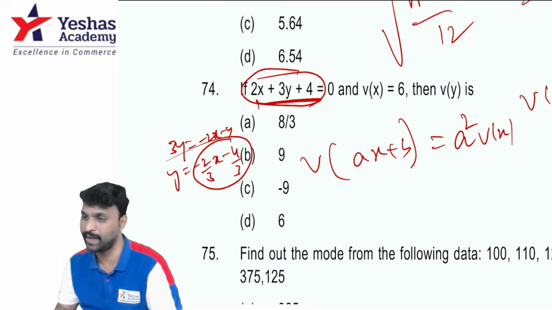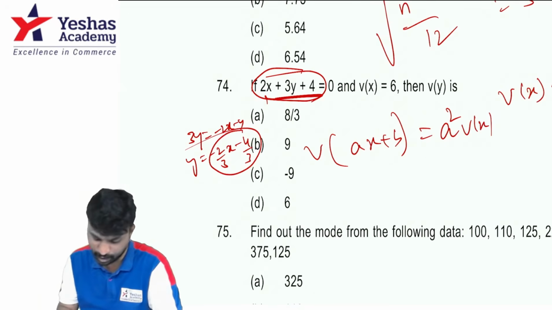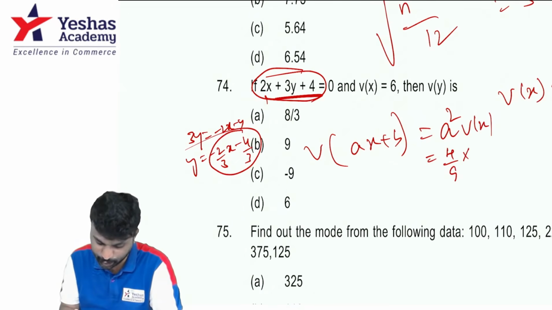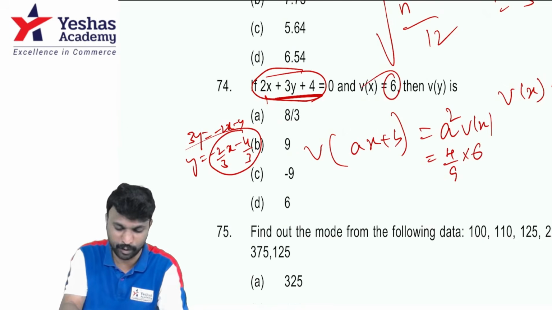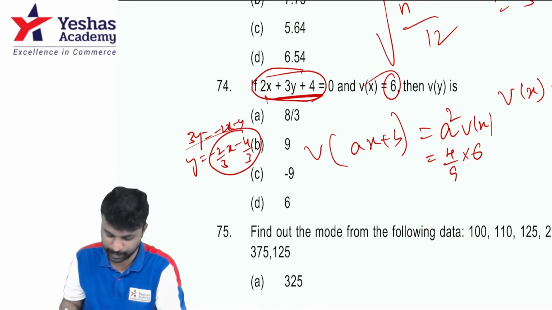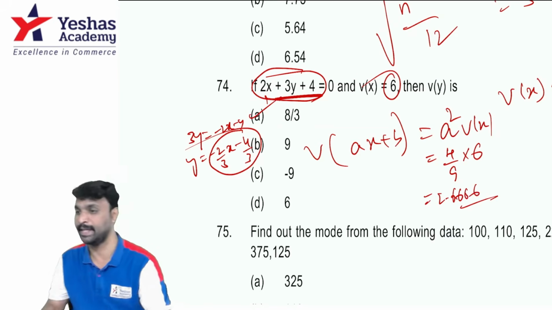Now what is my a value? A value is minus 2 by 3. Whole square is 4 by 9, into variance of x, which is 6. So type 4 divided by 9 into 6. That fetches me 2.6666. Therefore option A is the right answer.